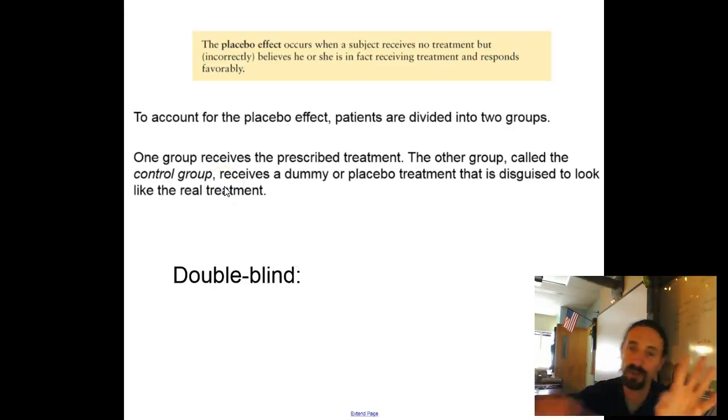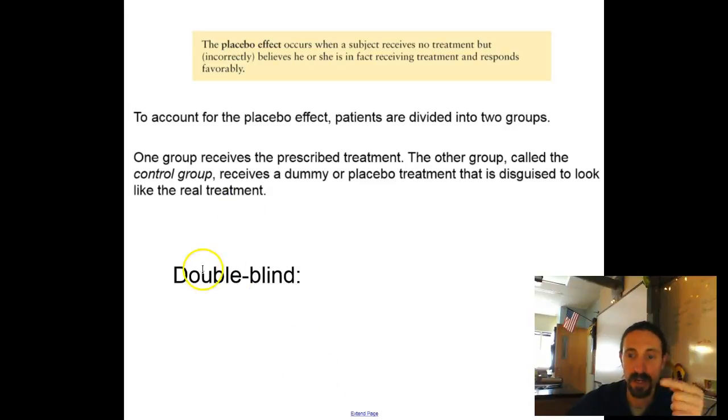So again, the control group might get a placebo. The treatment group does not. They get the true medicine, so to speak. And you're comparing the results of the two to figure out, is it just a placebo effect, or does the drug or the treatment have a true effect?